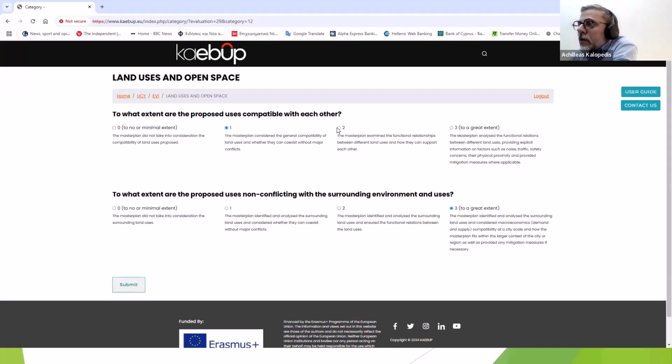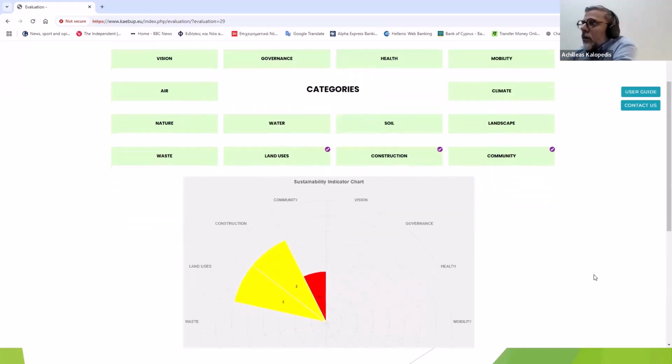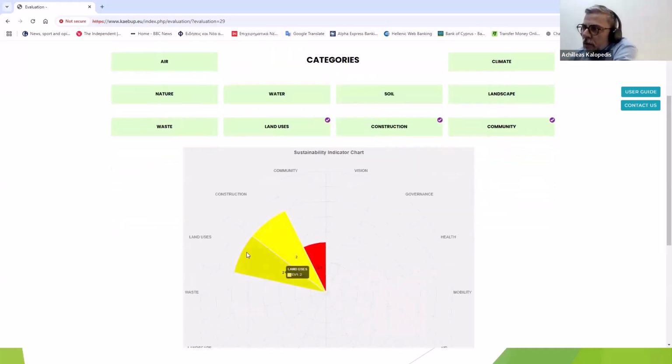Okay, and then you answer these questions, you carry out submit, and then you should get a visual representation of the answers. Okay, so we have a value of 2 now. Could be improved, not too bad.